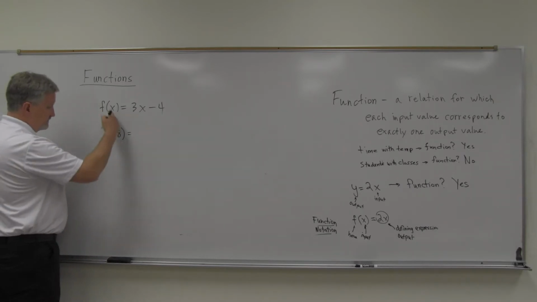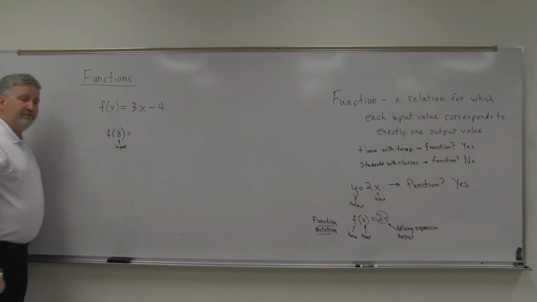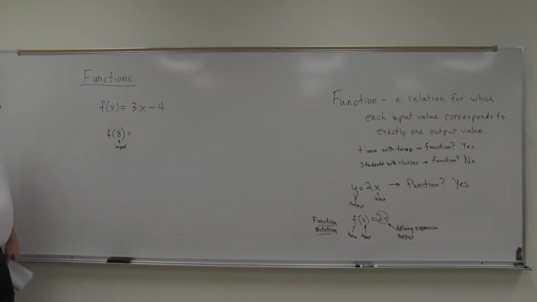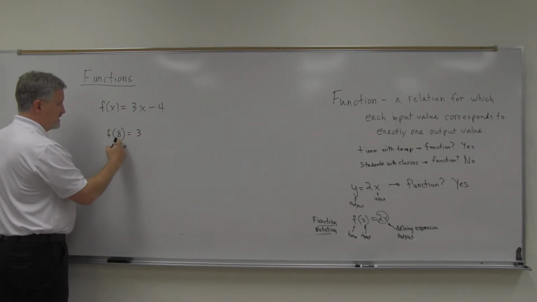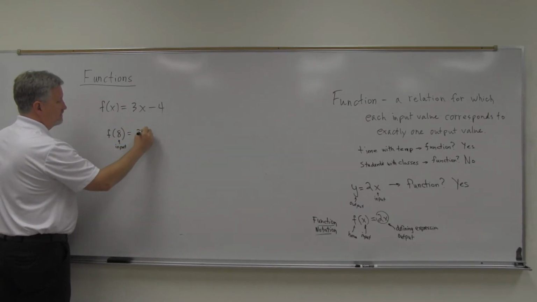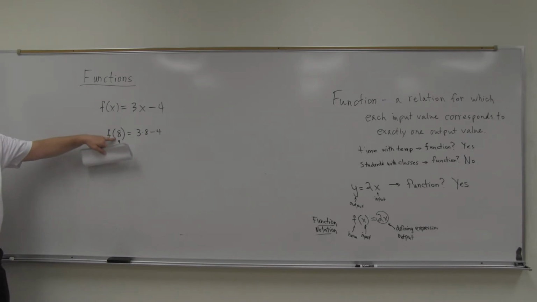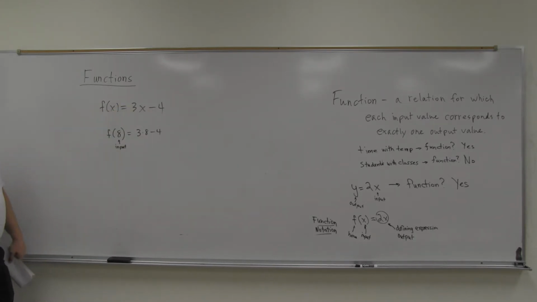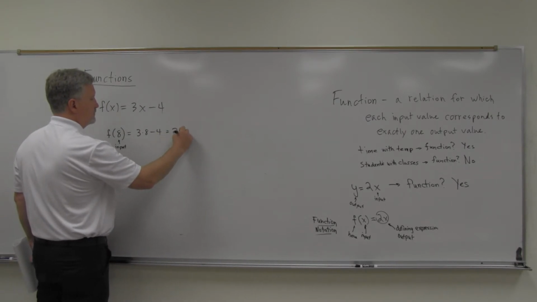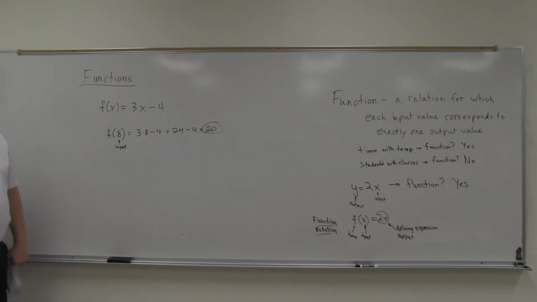Well, in this case, like it shows here, my input I've chosen is 8. And so what that means is I go to my defining expression and do just what that suggests. I input 8 for the x. This just gives you the number to plug in for x. That's all it does. That's your input. So you input it into your defining expression. 24 minus 4, that's 20. Okay? Easy enough.